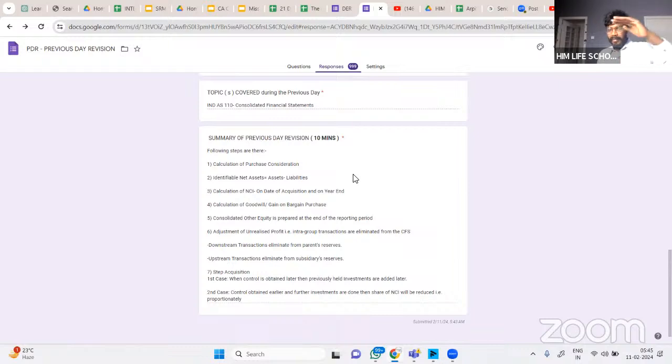This is good enough for me to revise. So the idea is to make your day end revision and PDR your revision notes. More importantly, the PDR, because day end revision, when you're writing for the first time, is far more detailed. PDR, when you do it again, is far more precise and sharp, and the content is concise. So that will help you to quickly revise things on the examination day, and that is exactly the objective of the PDR.